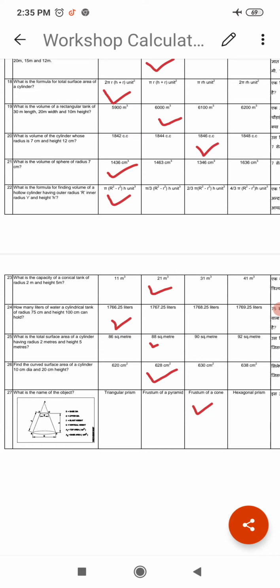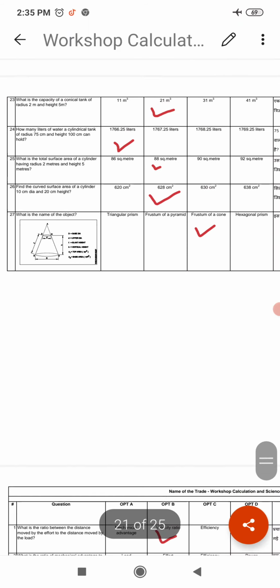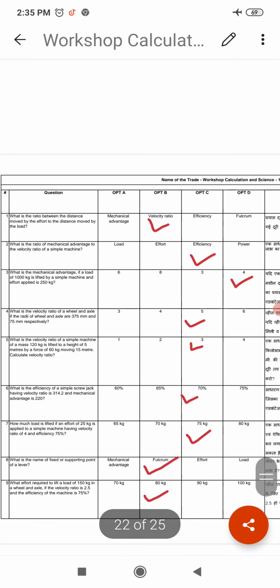What is the name of the object given in the figure? It's first term of cone. Next question. What is the ratio between the distance moved by the effort and the distance moved by the load? Velocity ratio. What is the ratio of load to effort called? Mechanical advantage. What is the ratio of mechanical advantage to velocity ratio of a simple machine? Its efficiency.